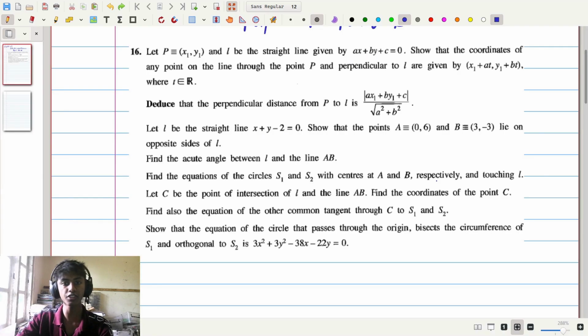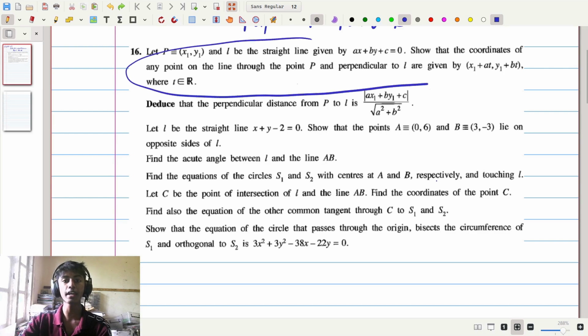The question then says, show that the points A, which is given by (0, 6), and B, which is given by (3, -3), lie on opposite sides of the line L. So given the line L like this, if A is on one side, show that B is on the other side like so. After that, the question finally says, find the acute angle between the line L and the line AB.